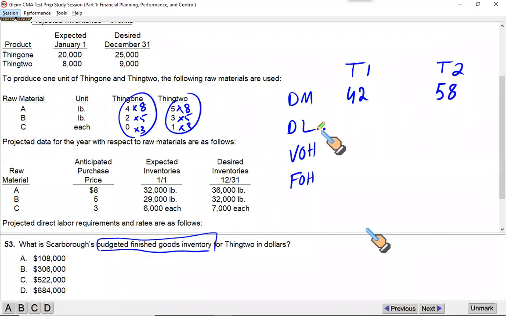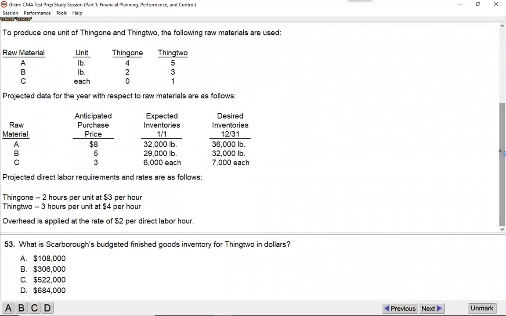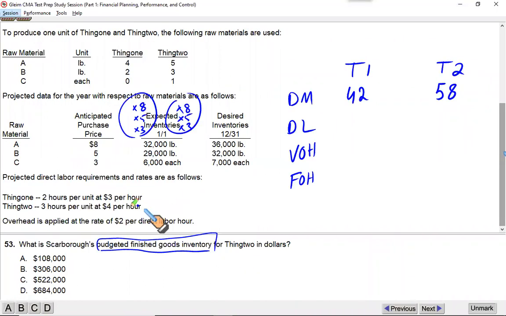Next thing is direct labor. We have these given directly right here. Direct labor for thing 1, 2 hours at the rate of 3 each, that is $6. For thing 2, 3 hours at the rate of 4 each, 3 fours are $12.